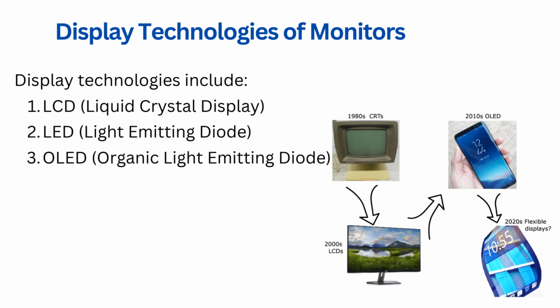The most common display technologies include LCD, LED, and OLED. LCD is liquid crystal display, LED is light emitting diode, and OLED is organic light emitting diode. We also have CRT, that is cathode ray tube technology, which we have seen in very old desktop computers. You can see that in the first picture. And also we have the plasma screens technology.